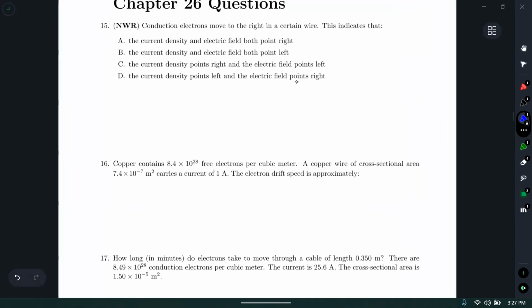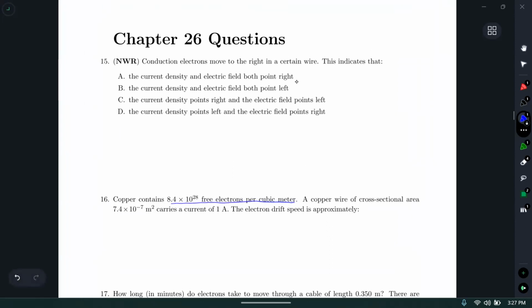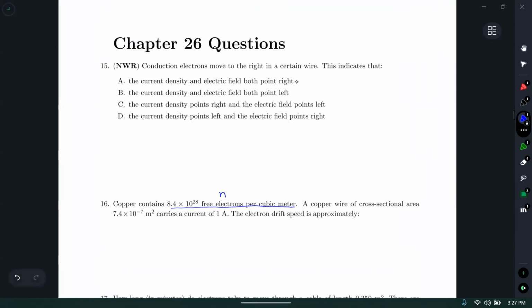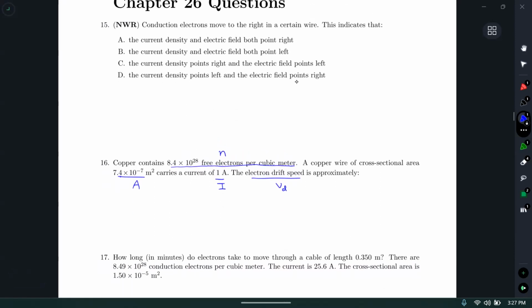Okay, so copper contains 8.4 times 10 to the 28 free electrons per cubic meter. So this is that thing of charge I have per cubic meter, the number of charges I have. This would be what we call N. Copper wire of a certain cross-sectional area, so A, carries a current of 1 amp, so that's I. What is the electron drift speed? It's the v_d for that. Okay, so I see several things. I can't think of an equation that relates all of those simultaneously.